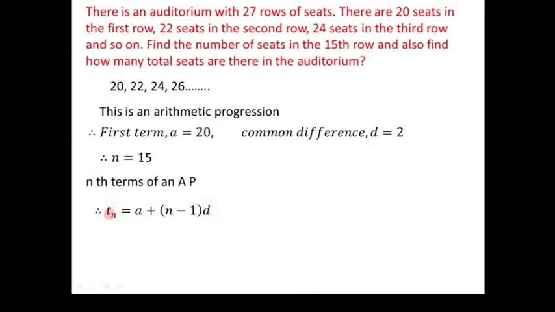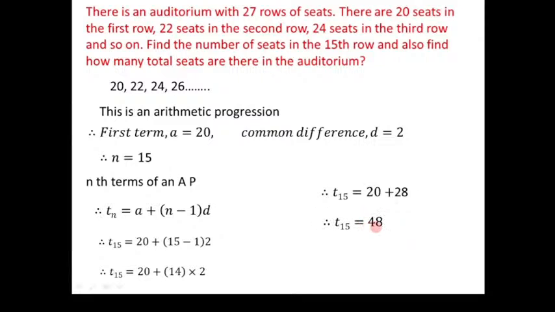And the formula for that is Tn is equal to a plus n minus 1 into d. So instead of n, we should take 15. To find Tn, that means T15 is equal to a is 20 here plus n minus 1, that's 15 minus 1 into d, that is 2. So T15 is equal to 20 plus 15 minus 1, that's 14 into 2. So T15 is equal to 20 plus 14 into 2, that's 28. 20 plus 28, that would be 48 is equal to T15. That means there are 48 seats in the 15th row. So this is the answer of the first question.